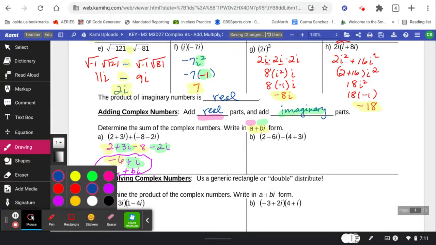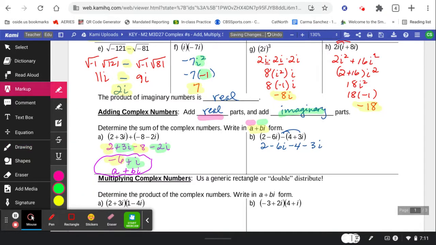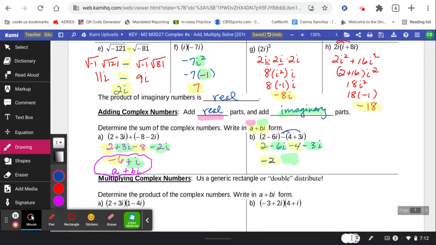Let's rewrite the next one with no parentheses. Remember that when there's a negative or subtraction happening, that's going to change the signs here in the back. It's almost like a -1 is distributing. We see that this has both real and imaginary parts that need to be combined. 2 minus 4 gives us negative 2. Negative 6i minus 3i is negative 9i. My a plus bi format answer is negative 2 minus 9i.